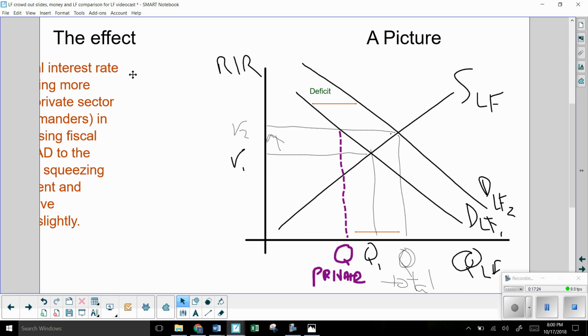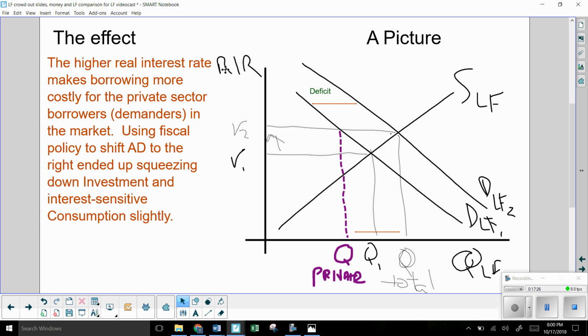So let's summarize that and see what happened. The higher interest rate, I've got that as R2 here, made borrowing more costly for the private sector borrowers, and that meant that they don't want to borrow as much. So using fiscal policy to shift AD to the right ended up squeezing down investment and interest-sensitive consumption just ever so slightly. The amount of the decrease was this distance right here.